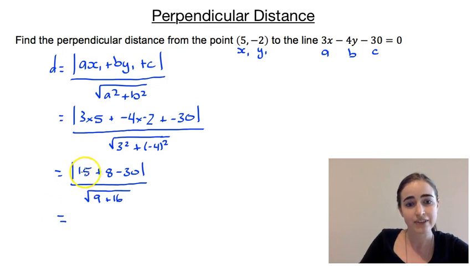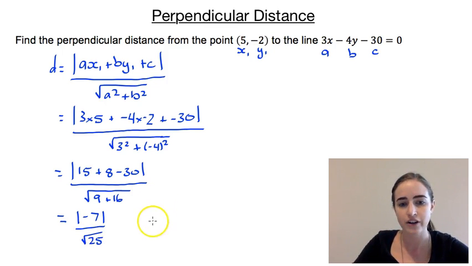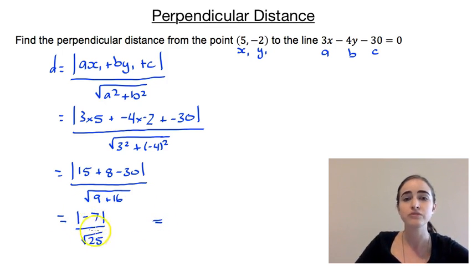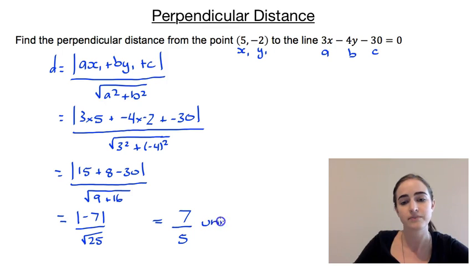Now simplifying that again, 15 plus 8 minus 30 will give us minus 7 over the square root of 25. I've just run out of room, but we'll write it over here. So the absolute value of minus 7 is just going to be 7, and the square root of 25 is 5. So we're going to have the perpendicular distance being 7 over 5 units. Now because that comes out to be a fairly nice non-recurring decimal, we could also write it as 1.4 units long.